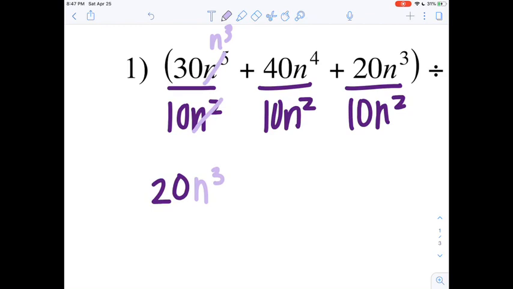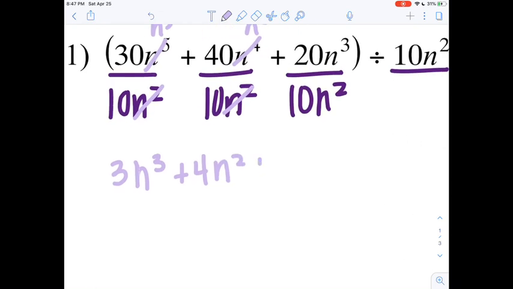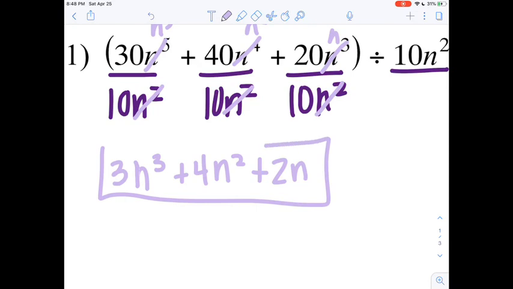And I'm going to simplify the next one. So 40 divided by 10. Why did I put 20? Oh my goodness, sorry. 30 divided by 10 is 3. And then 40 divided by 10, that's 4. n to the fourth divided by n to the second, that's n squared. And then 20 divided by 10, that's 2. n to the third divided by n to the second is just n. And then you're done. That's it.